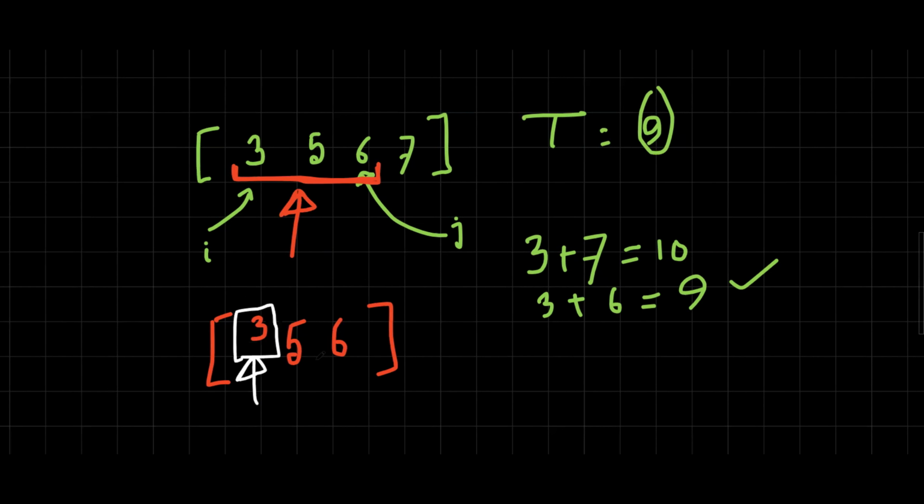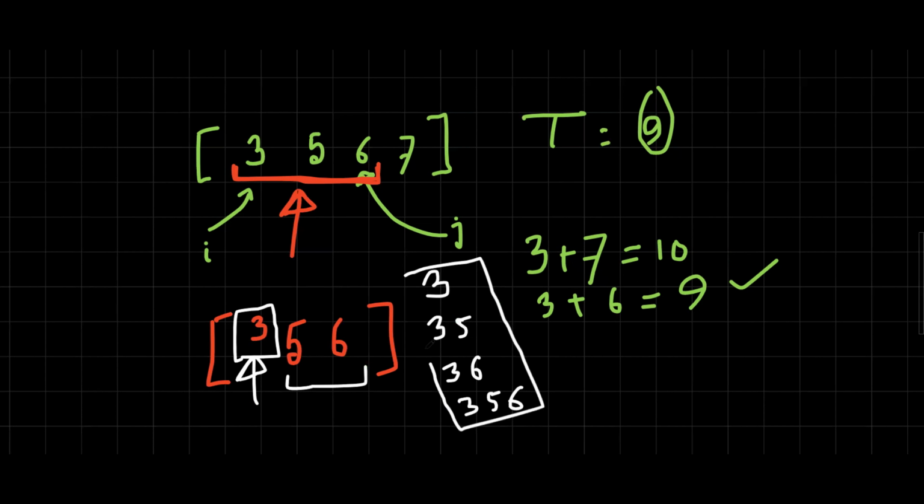Now let us try to understand how many other values we have. We have 2 other values, right? So the possible subsequences are that one is 3, another is 3, 5, another is 3, 6, another is 3, 5, 6. So we can say that there are 4 possible subsequences if we fixed the value 3.